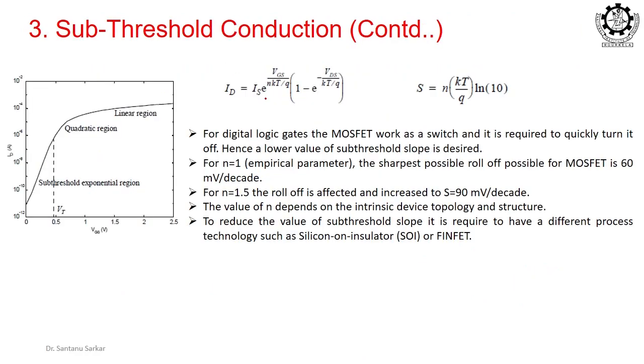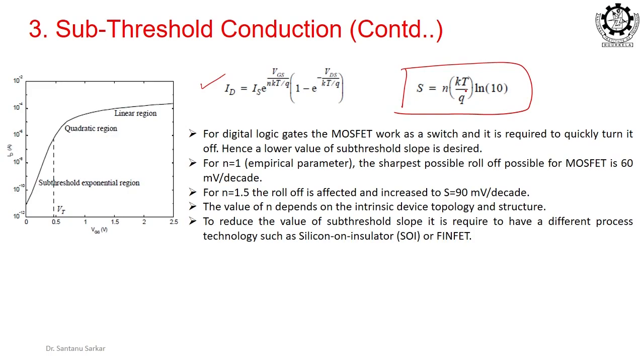Okay. So, this is our exponential expression of the current in the subthreshold region, and this is the expression for S. Now you see in S there are two terms, one is n, that is some empirical value, and there is a thermal voltage kT/q, that is a constant, roughly 25 millivolt at room temperature, and ln 10.